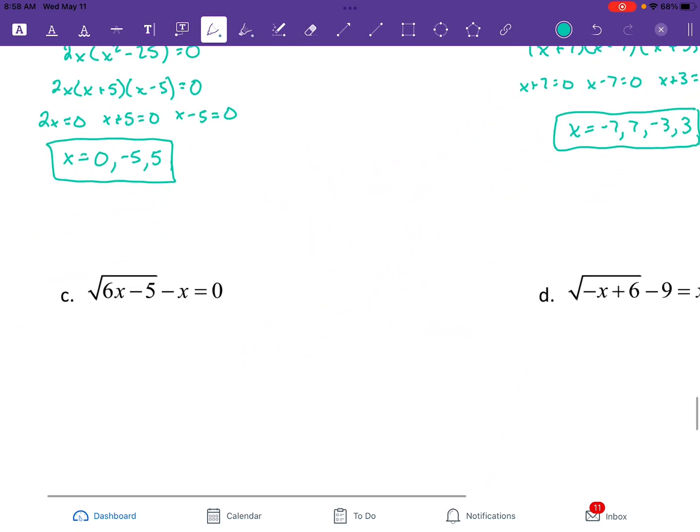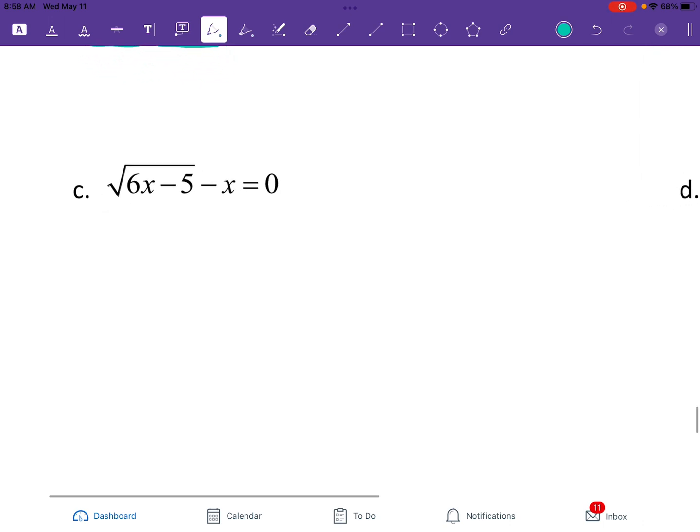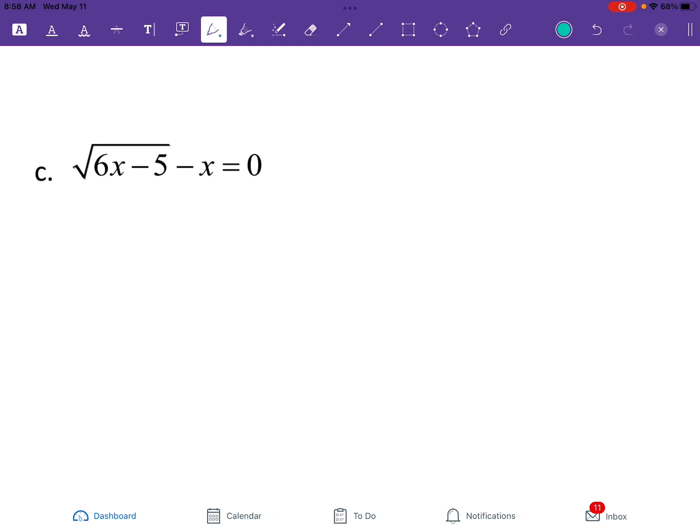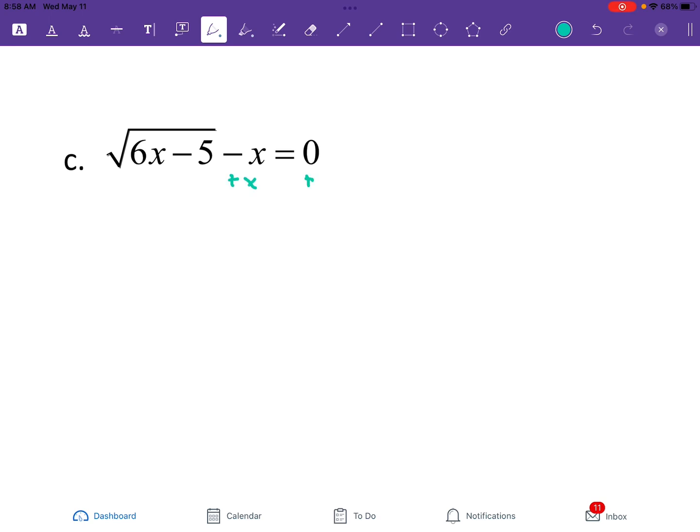Next, we have radical equations. Now these are the ones for both of them. Because there's an x that's not inside the square root sign, we're going to have to check our answers later when we finish solving this. So the first step would be to actually add x to the other side so that when we square both sides, we get rid of that square root sign. So we have the square root of 6x minus 5 equals x. Oops, sorry, just x. Now that we've done that, we're going to square both sides so that we can get rid of the square root sign. So we're going to have 6x minus 5 equals x squared.